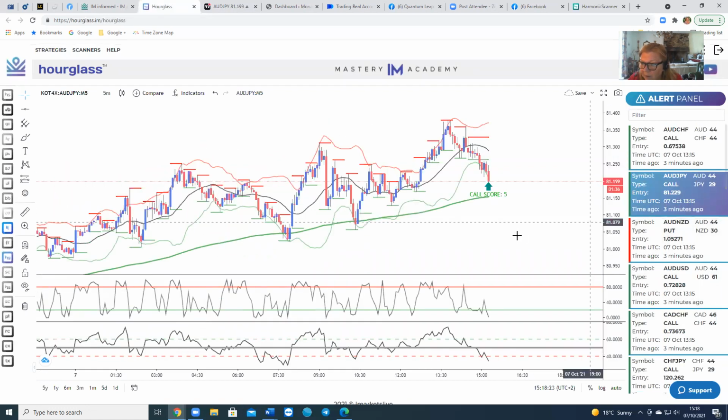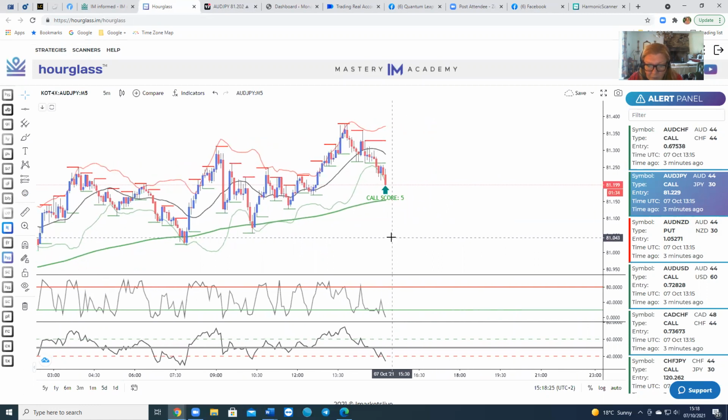44 to 29. It says a call score of 5. It's all in the oversold area. Remember, this is on the 5-minute. That's an hourly scan that I'm looking at. You can see this big drop here, and this is what I mean about sometimes the market moves differently, particularly the couple of days before non-farm payroll. So sometimes it's a bit difficult to take trades yesterday and today and tomorrow.